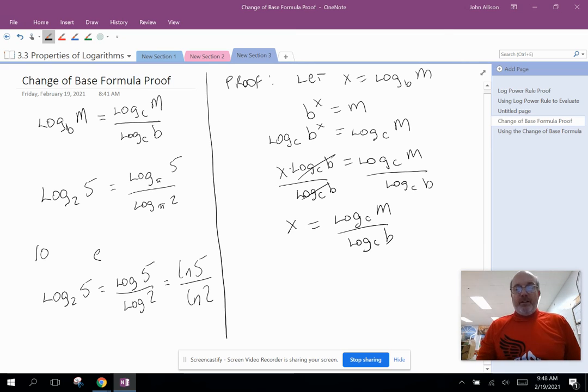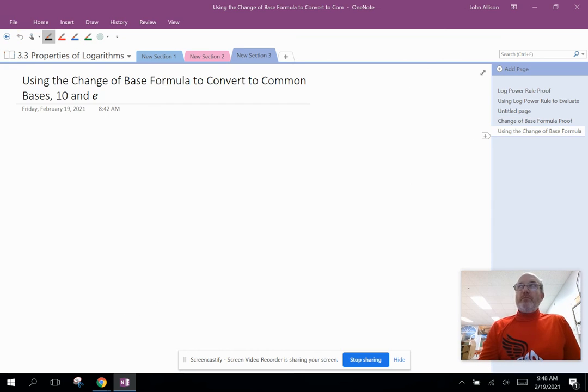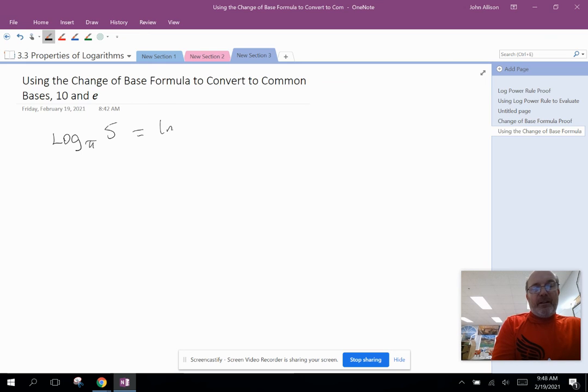And that allows me to change those bases into things that are more common. Like I said, some computer languages and some spreadsheet applications have bases 10 and e stored, but they don't convert automatically to other awkward bases. If we had log base pi of 5, we could say that's the same as ln 5 over ln pi.